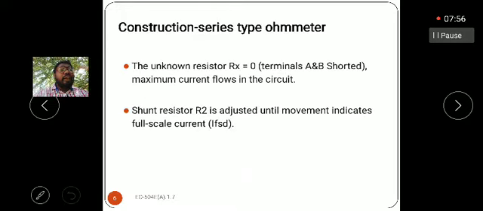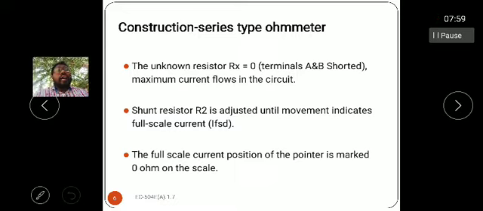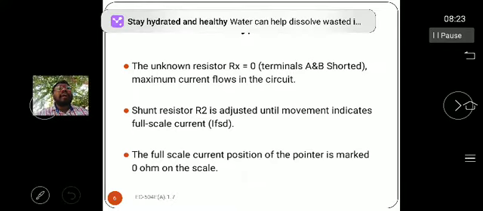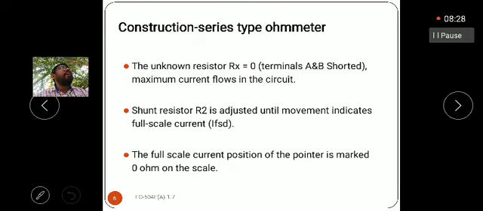Here we are assuming the unknown resistance Rx is equal to 0. The terminals A and B are short circuited. The resistance 0 means the minimum resistance across terminals A and B, which is the short-circuited condition. When the circuit is short circuited, we get the maximum response, that means the maximum current flows in the circuit. That is the first condition we have to observe.